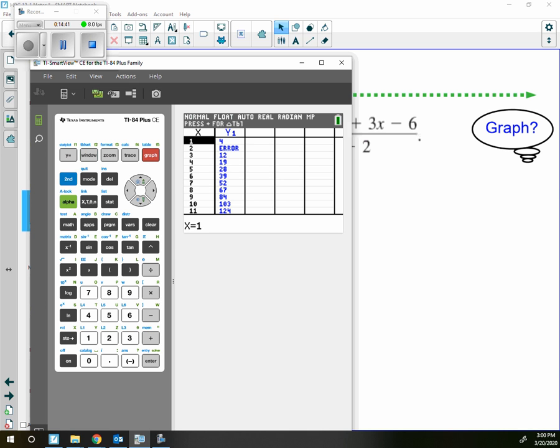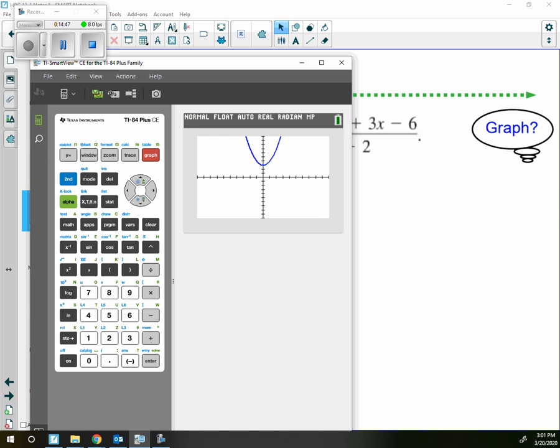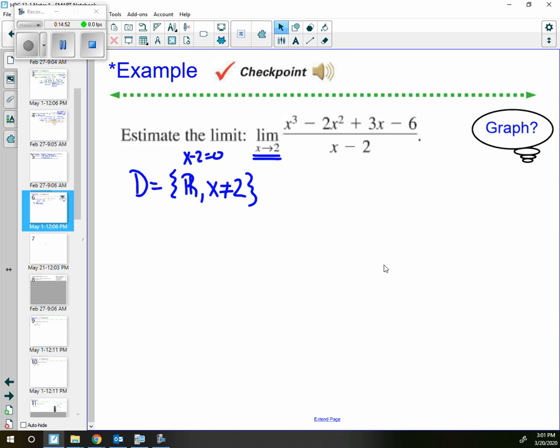I know at 2 it's saying error, and it should, but I can look and see what's happening as we get closer and closer by looking at the graph, and gosh, I think it looks like it's getting close to 7. Is there a way that we could see that algebraically? My guess here is a 7. Let's see if we can do that.